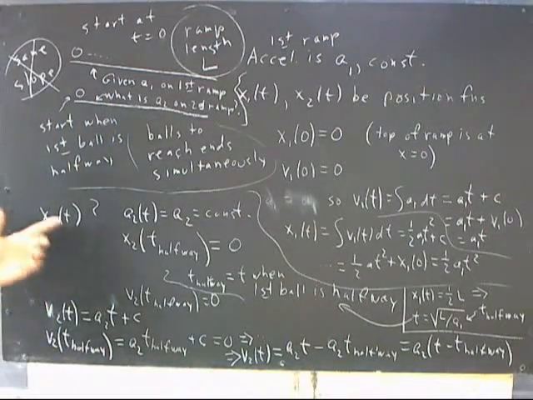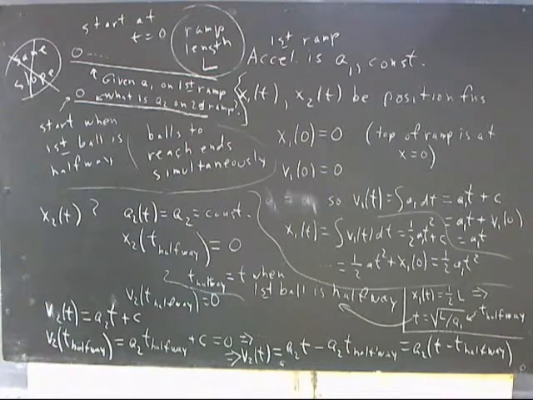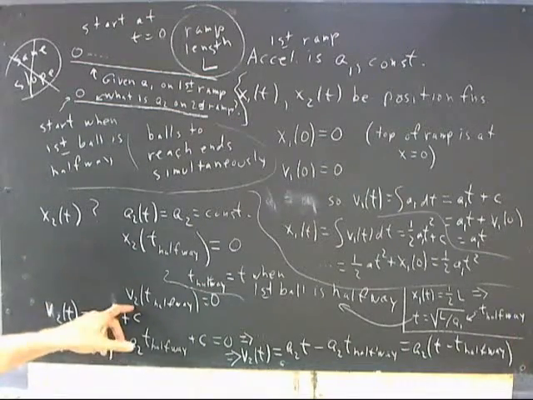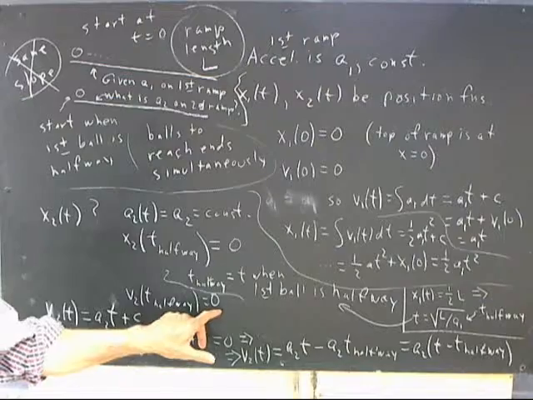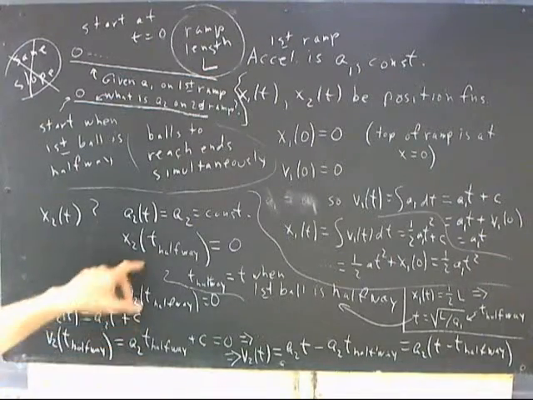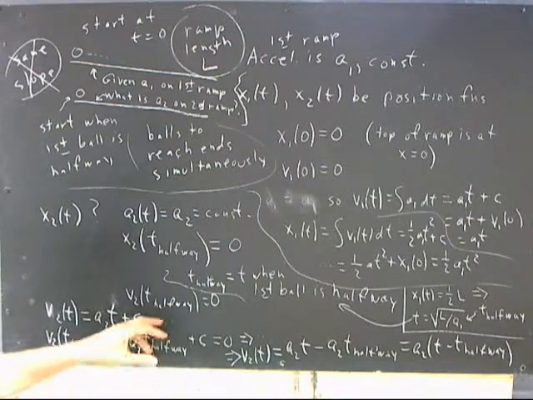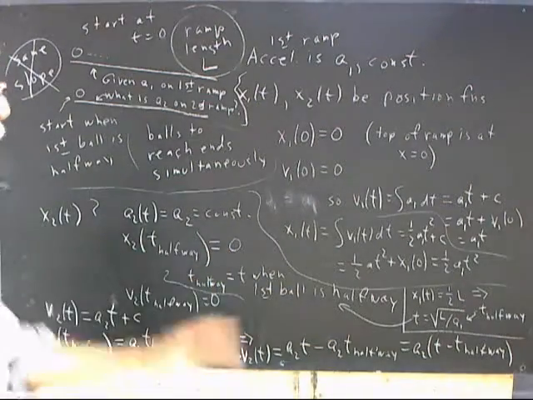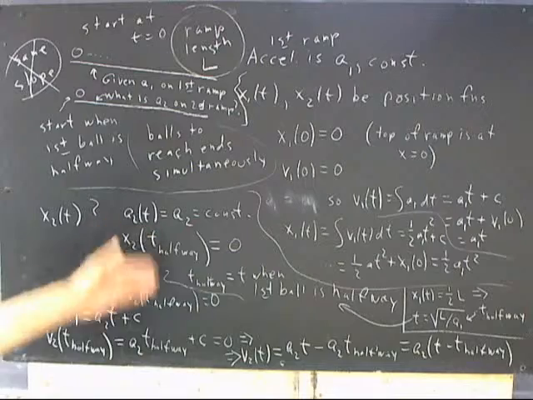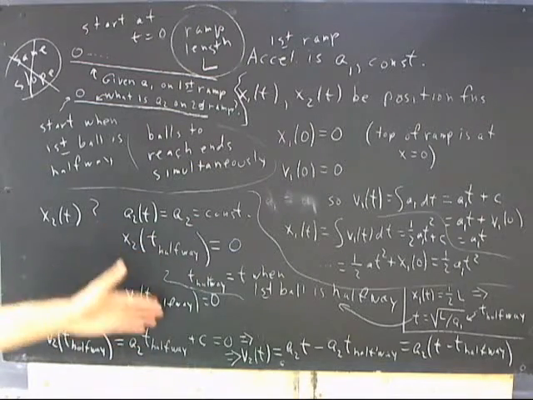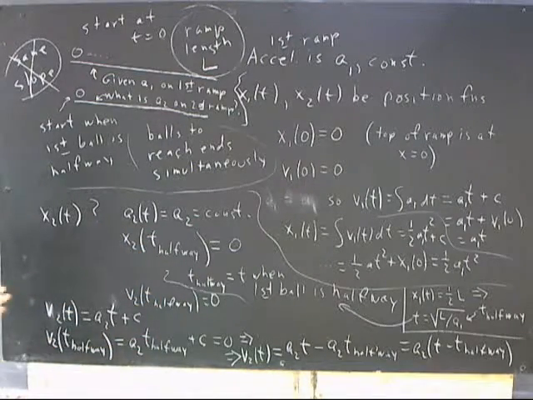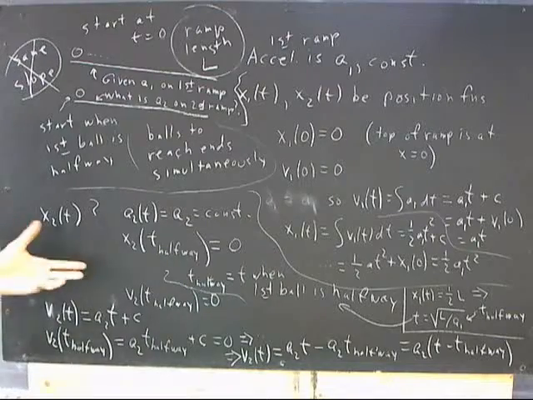What else do we know about the motion of the second ball? Well, that its velocity at the halfway time is also 0. So the position and the velocity at t halfway are both 0. Again, remember, t halfway is a number we will have determined by this point, so we actually know what number to put in here.